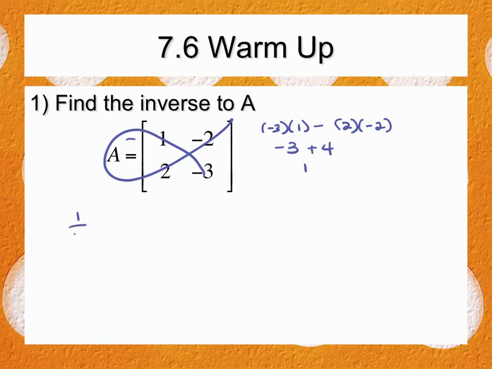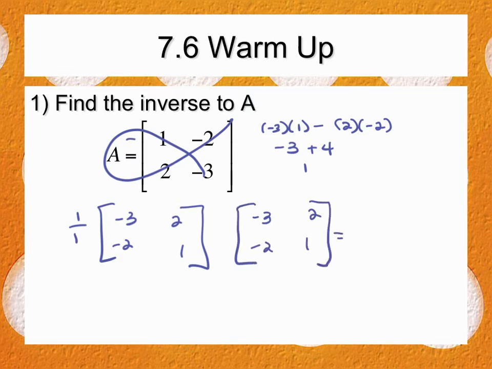So it would be 1 over 1. And then we switch the A and the D, so the -3 and the 1 switch locations, and we change the signs on the 2's. This becomes positive, this becomes negative. And so if I multiply in that 1, it actually stays the way that it is. This would be the inverse to A. Good on that one? Yeah.